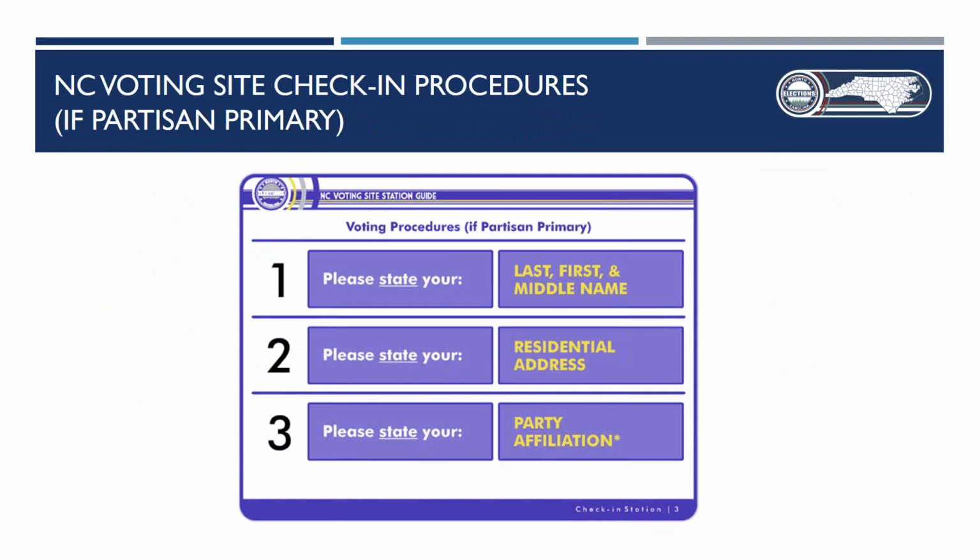Okay, so for steps 1 through 3, for the first one, you want to ask the voter to state their name. It would be the last, first, and middle name. And then for the second step, it would be to state their residential address. And on the third step will be to state the party affiliation. And of course, that part is only applicable during a partisan primary. You're not going to need the party affiliation except during the partisan primary. Right, so you will be using that this election.